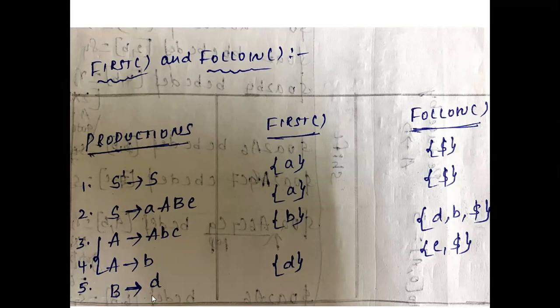And what is follow of B? Follow of B, checking where the B appears at the right hand side of the production rules. In rule number 2, we are having the B at the right hand side. So consider this rule, S tends to A, B, E. Now make this B as a capital B, because now we are constructing for the B, right?